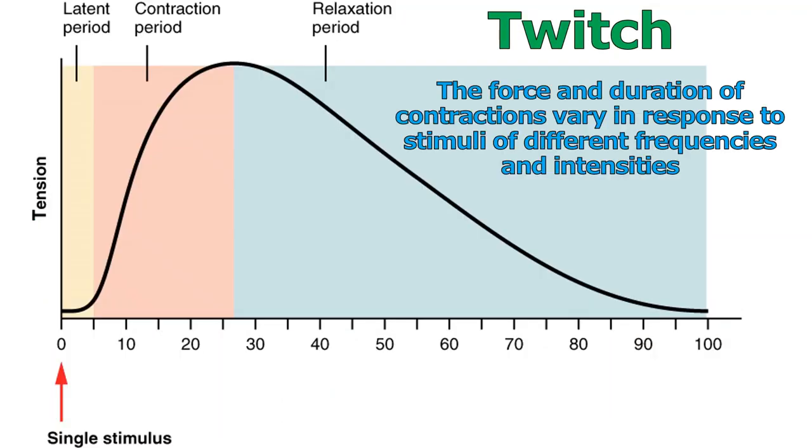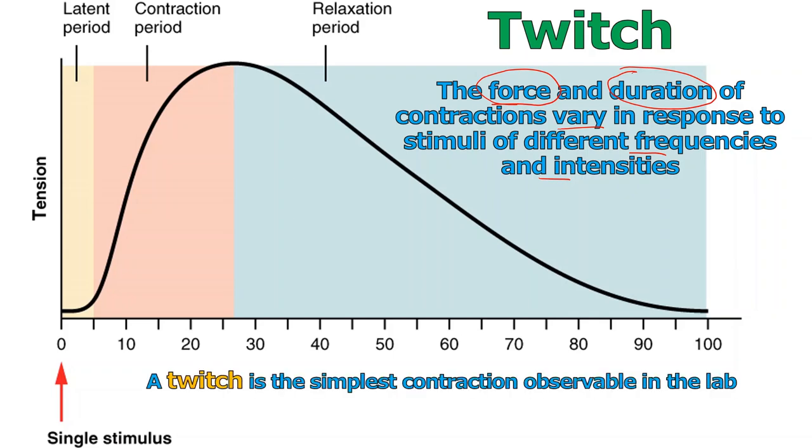Okay, so the force, again, that's how strong a particular muscle contraction is, and the duration is, of course, how long it is. So how strong and how long the contractions are will vary. And that, of course, is going to be in response to some sort of stimulus, or hopefully multiple stimuli, right? And these can be of different frequencies, right? Different intensities, a very strong versus a weak one. So we can measure this in a lab, and I've put a very simple graph of a twitch occurring in the background here.